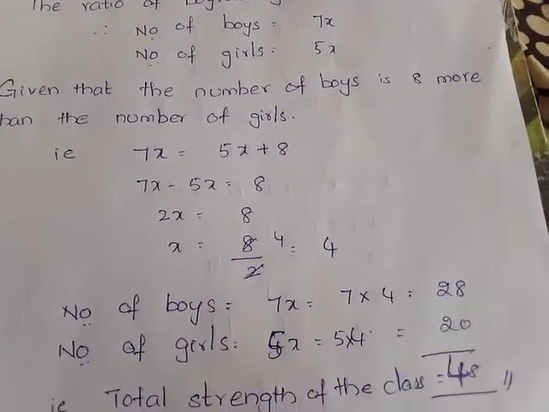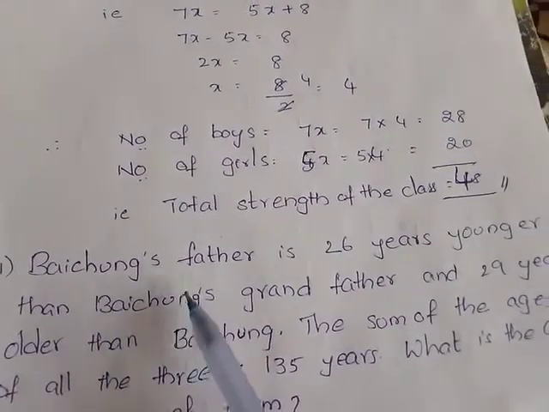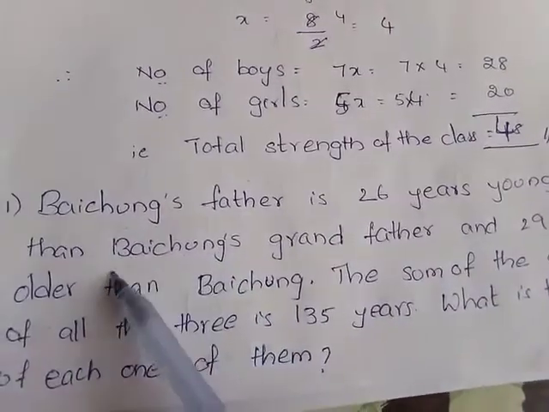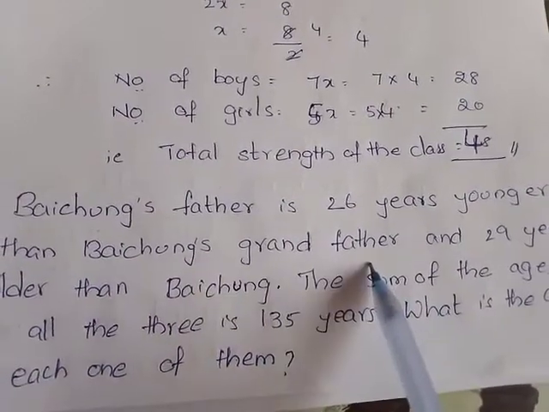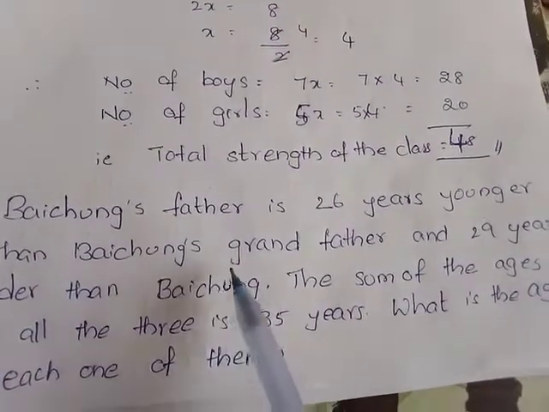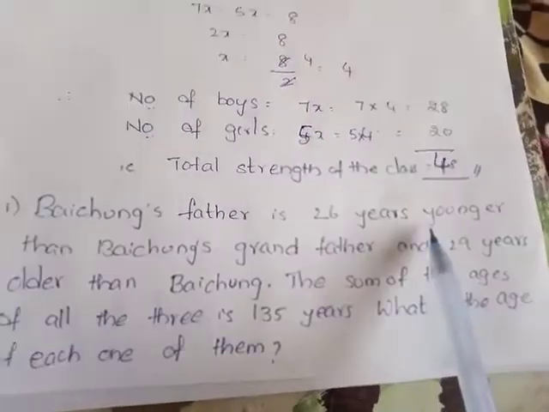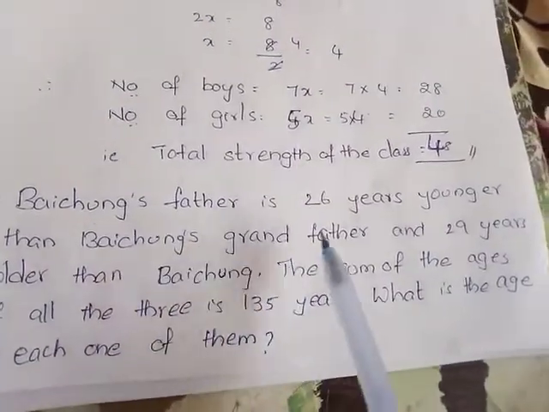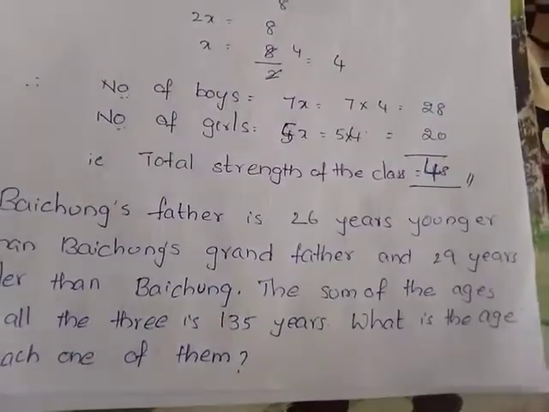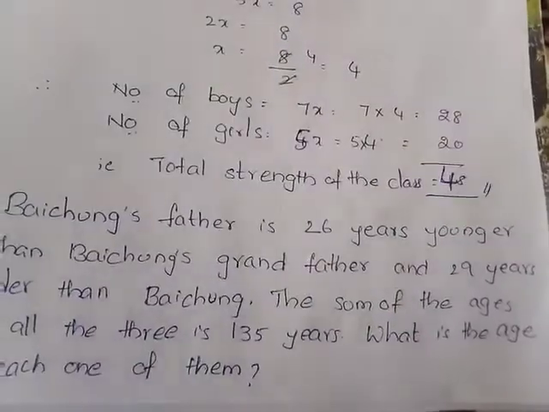This is the 10th problem. Now come to the 11th problem. Baichung's father is 26 years younger than Baichung's grandfather. Here one boy Baichung has a father and grandfather. His grandfather's age we don't know, but his father is 26 years younger. So leave that matter because we don't know Baichung's father's age.